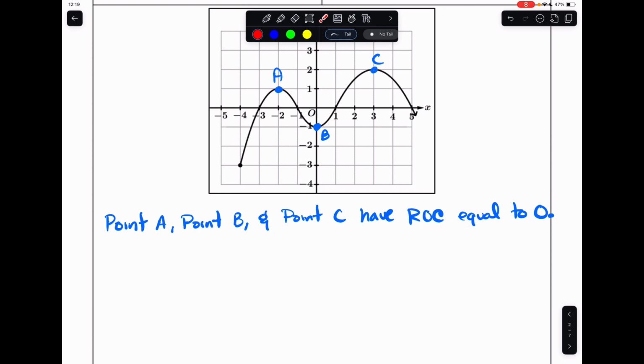Think about you running in a race, okay? When you are running in a race, let's say you're going to run the 40-yard dash. Well, you start at the blocks. At that time where you start your race, your velocity is equal to 0. Your rate of change is 0 because you're not moving. You're at the blocks.